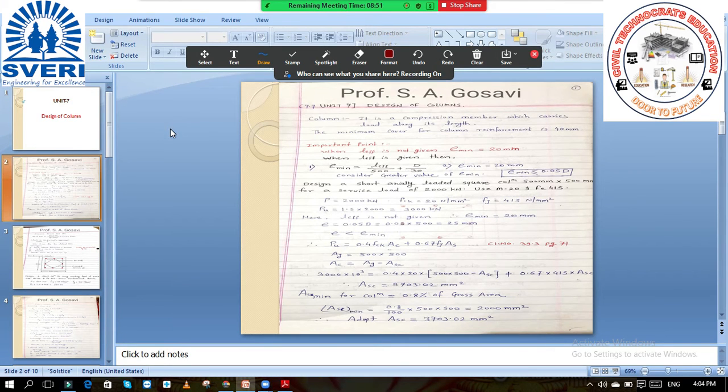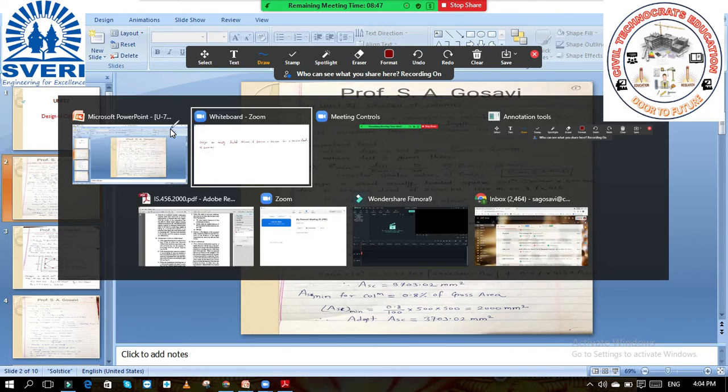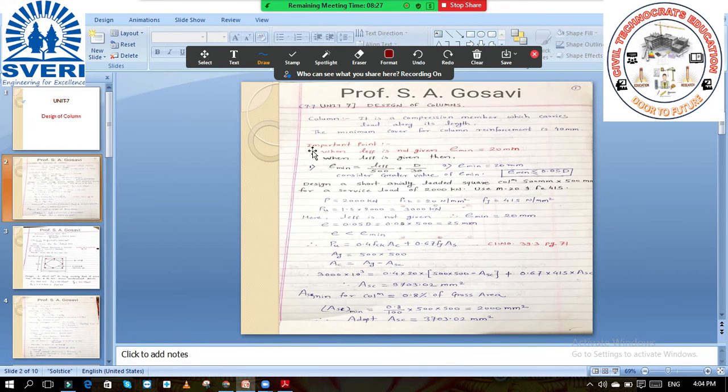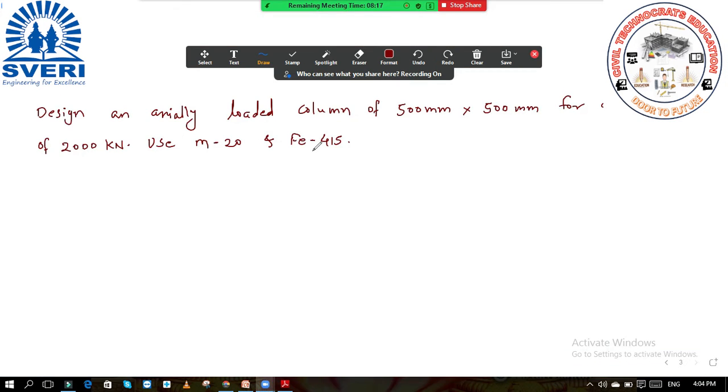Further they say use M20 and Fe415. So we need to design this column, design an axially loaded column for this load. We need to design means we have to find out the reinforcement of the column. So P is given as 2000 kilonewton. So calculate the ultimate load.